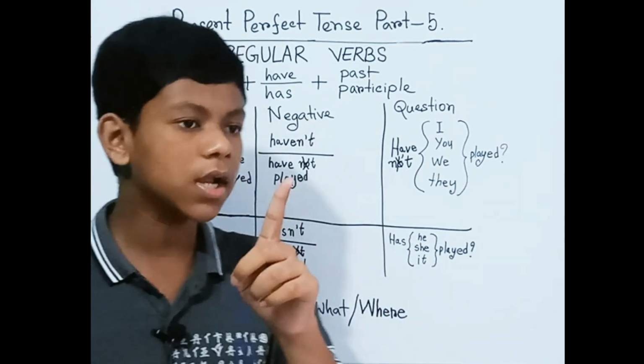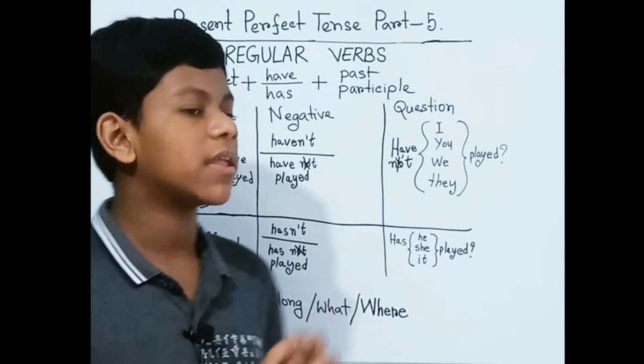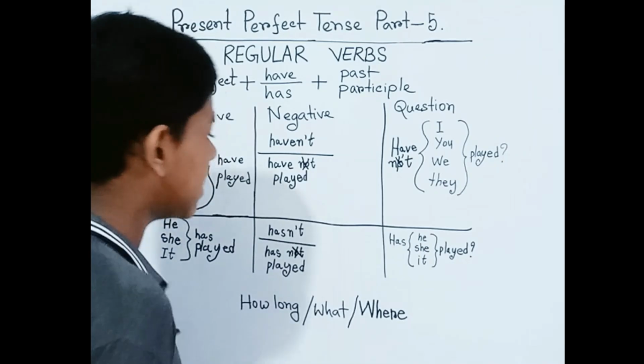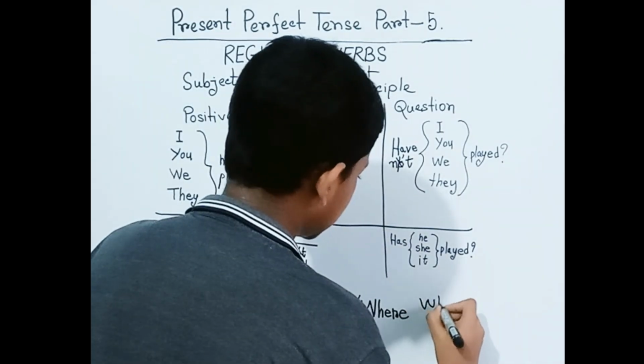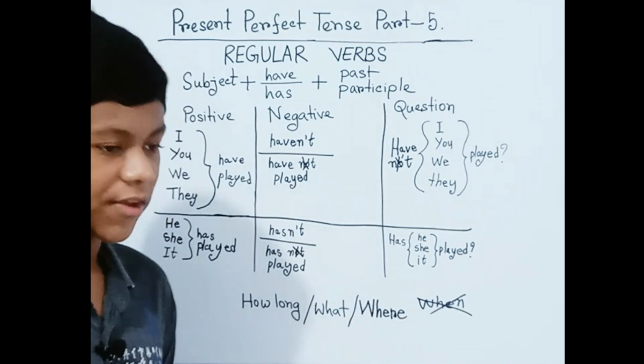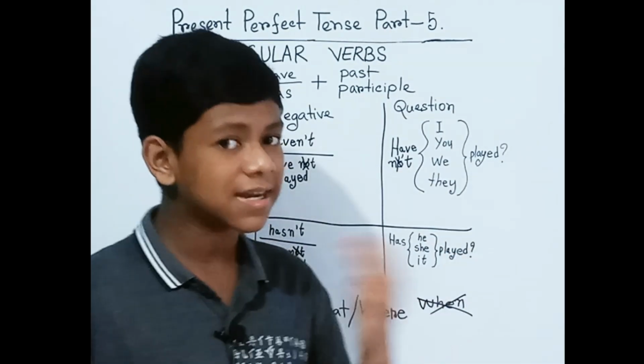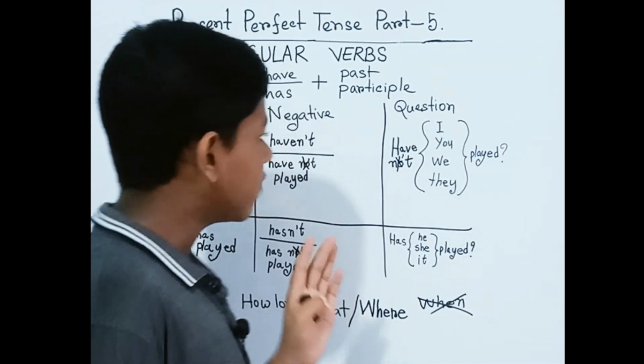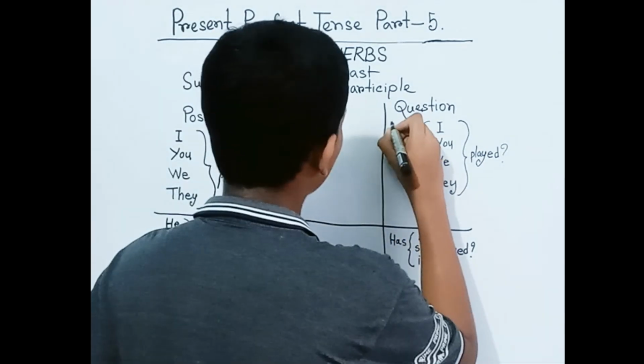Okay, and during the WH words, you can use only one word, and that is "when". When isn't used during present perfect. But you can use other kinds of WH words. For example, I can write here, where.